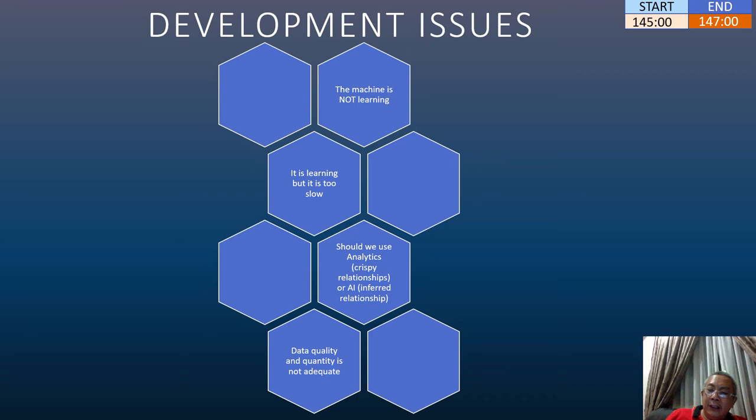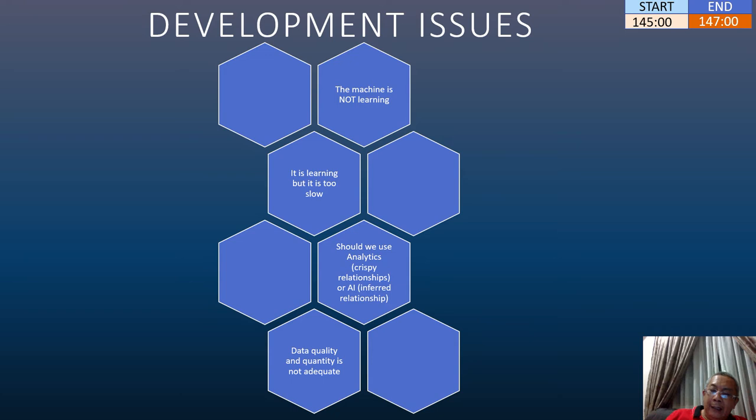And the next question is, should we use analytics or should we use AI? What's the difference between analytics and AI? Okay, analytics is when you know the rules. You know the rules and you need to just classify your data according to the rules. AI is where you don't know the rules. So you use AI in order to develop the rules.